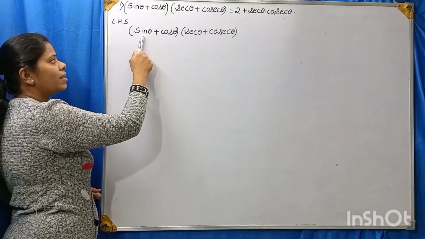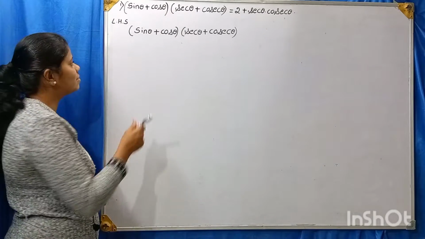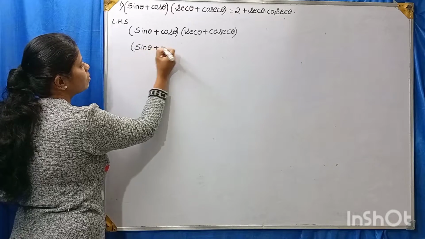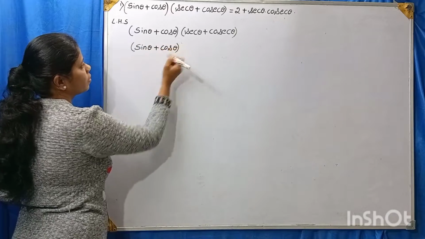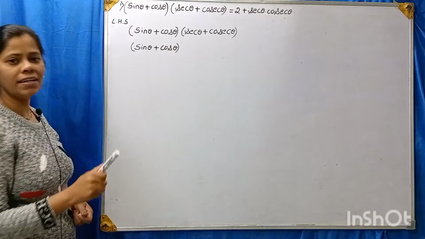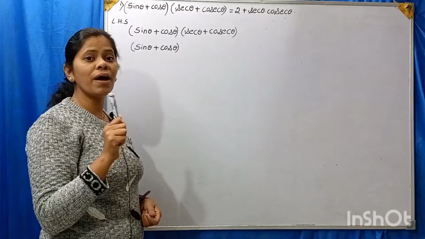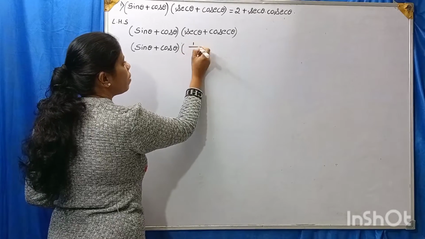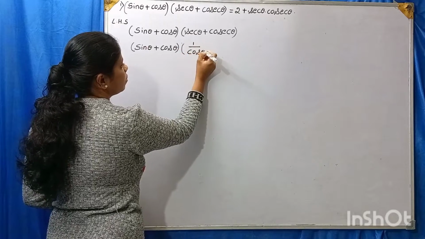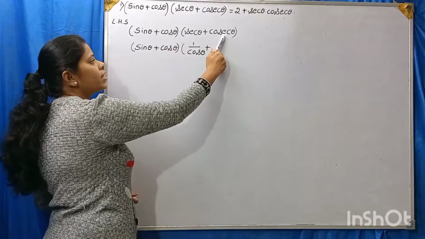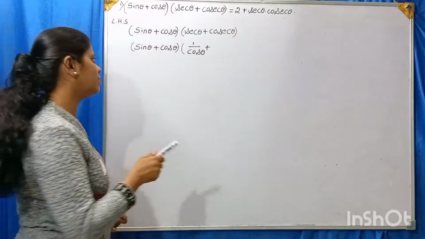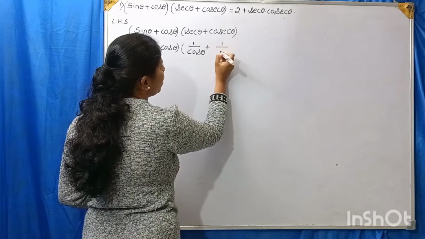Now let me write the sin theta plus cos theta as it is. Sin theta plus cos theta. Secant theta is equal to 1 by cos theta. We know that secant theta means 1 by cos theta, plus cosecant theta. We know that cosecant theta is equal to 1 by sin theta. Right? 1 by sin theta.